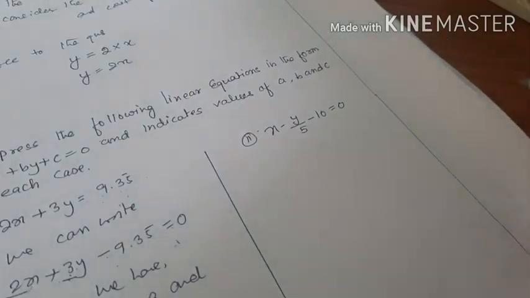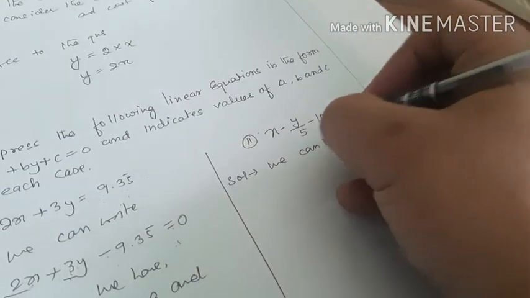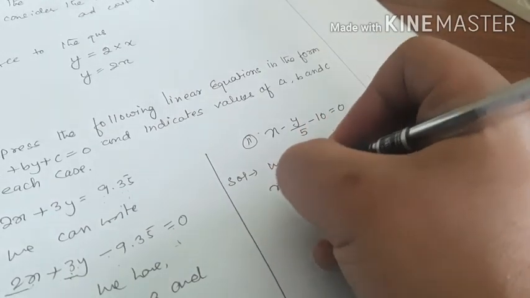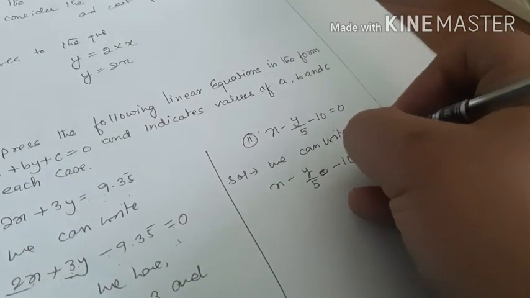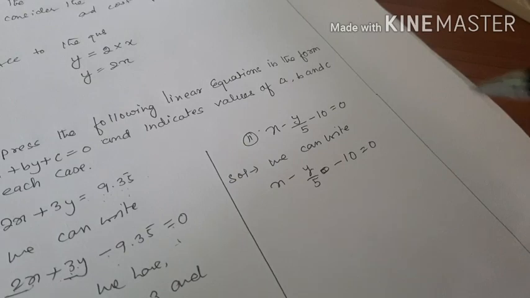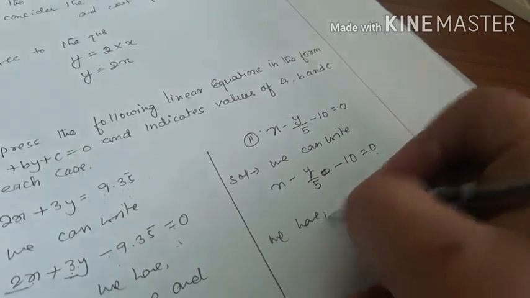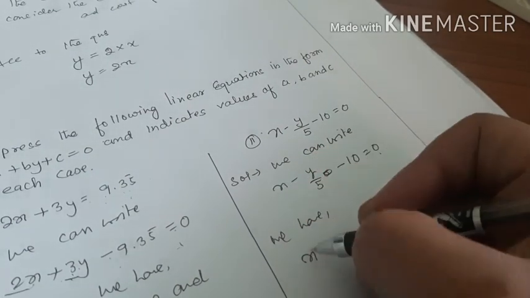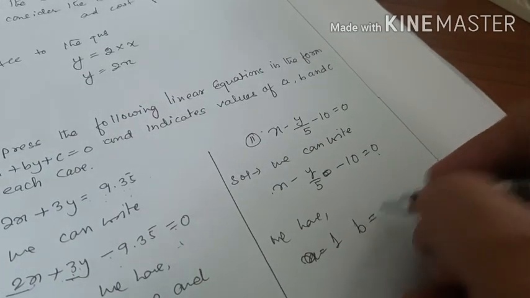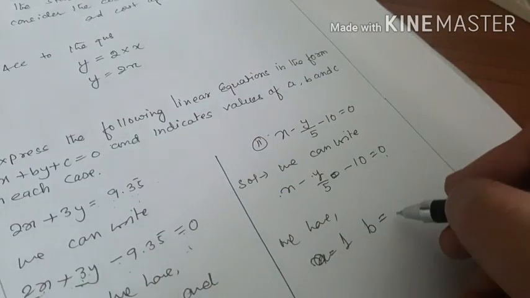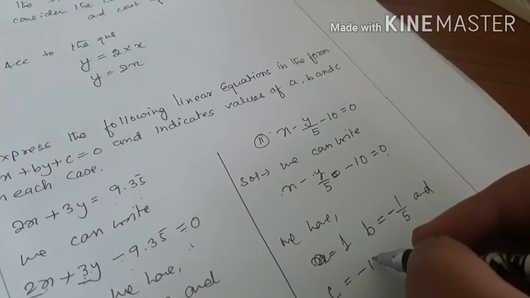Now let's take one more example to make it understood. Solution: we can write x minus y by 5 equals minus 10, or x minus y by 5 plus 10 equals 0. So already this is in the form of the equation, there is already 0. So directly we can write a equals 1, b equals minus 1 by 5, and c equals 10.